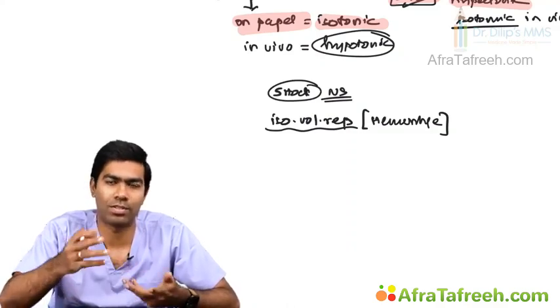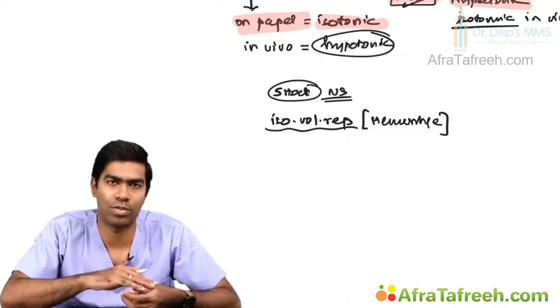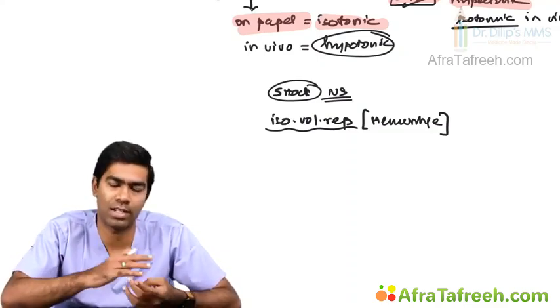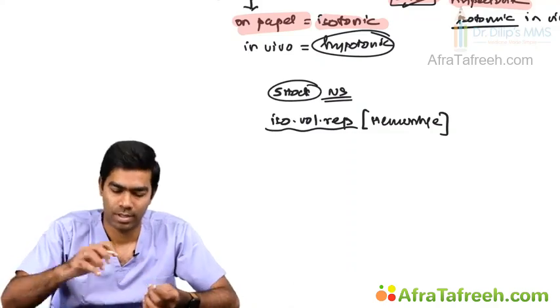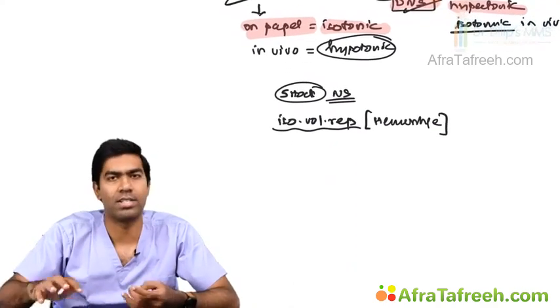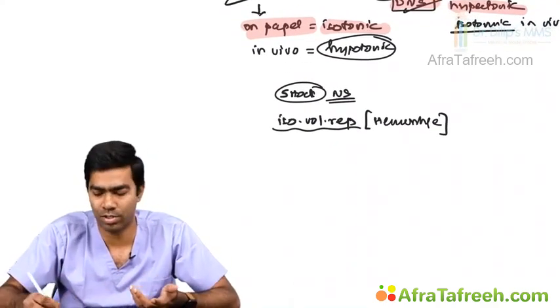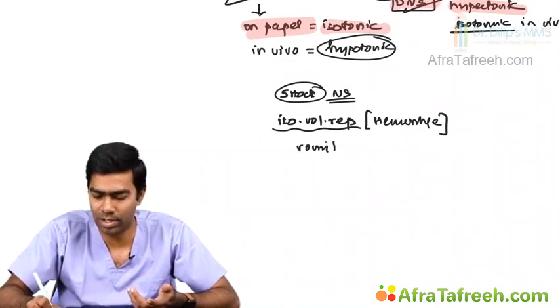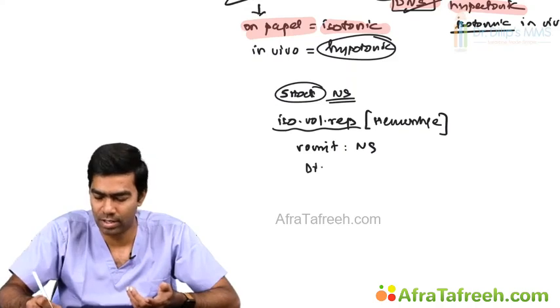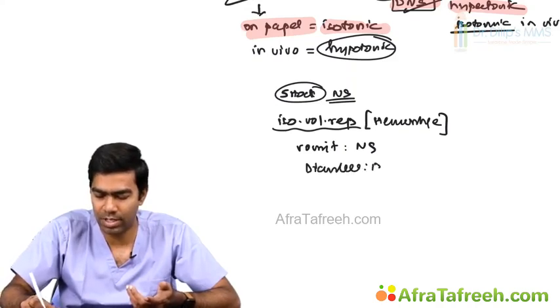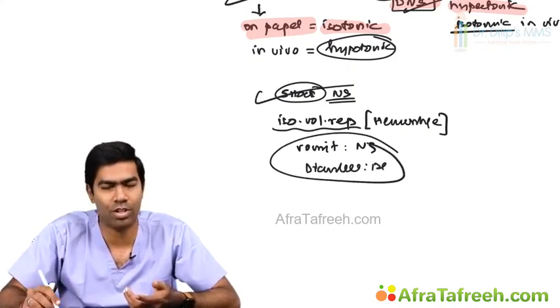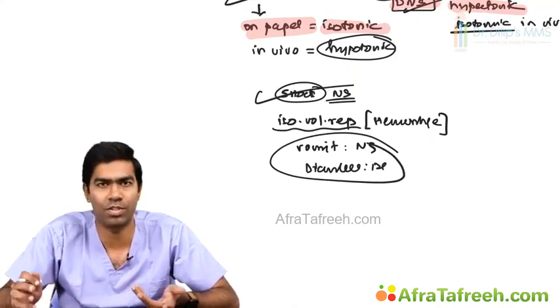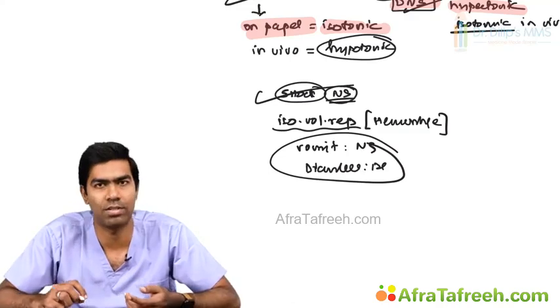D5 we don't use because technically D5 is a hypertonic solution. NS and RL is what we prefer. In that, NS is the best choice. Then even for vomiting, I feel NS is the best choice. For diarrhea, RL is the best choice. You can write it like this: vomiting, we prefer NS, and for diarrhea, we prefer RL. But this is only for theory, and for all shock states, hypoperfusion states, we use NS as the best therapy.